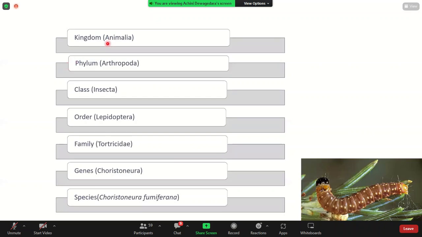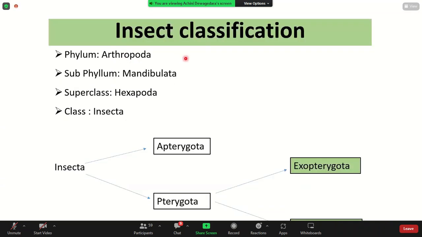In this insect classification, as I told you, they belong to kingdom Animalia, phylum Arthropoda, subphylum Mandibulata, superclass Hexapoda, and the class is Insecta. This is a deeper classification. After this class, there are different orders of the class Insecta. Do you have any idea? Do you know some examples of different orders?